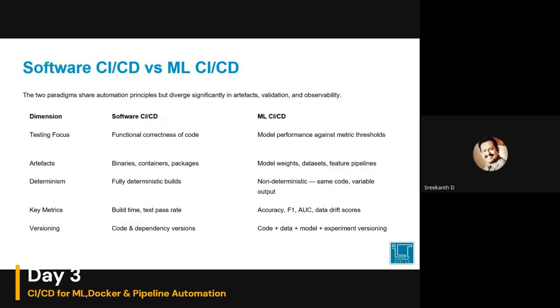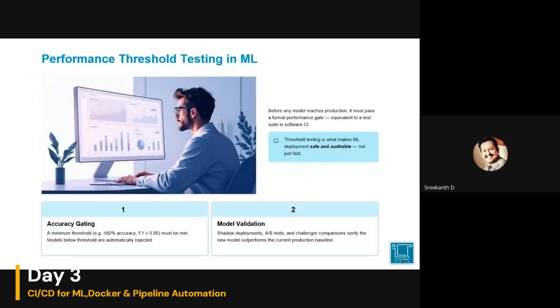The distinction must be clear to everyone. So who all are using this, the distinction should be clear in the scenario. Again, to move ahead with performance threshold testing in ML, before deploying a model, accuracy must meet the threshold. Often we compare the new model with the existing production model. Only promote if it is better.